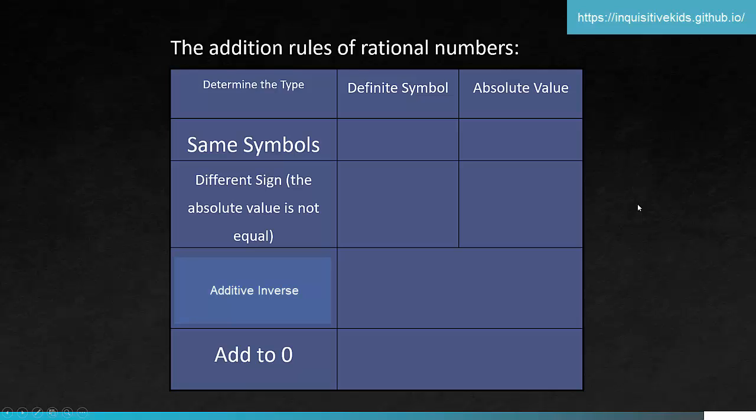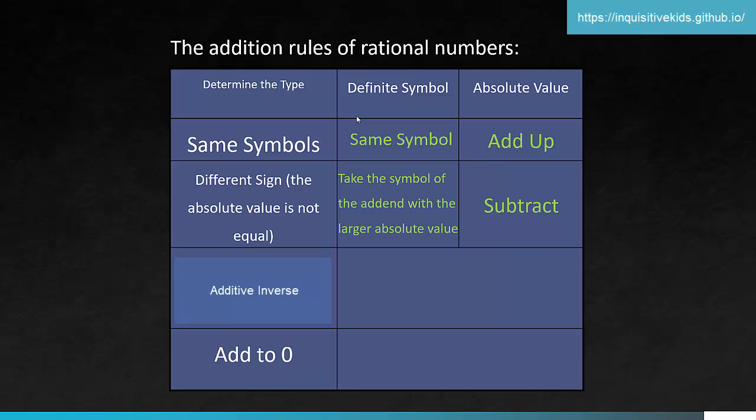Here we have all the rules we have learned in this slide. If the two numbers have the same symbols, then you add up the absolute values, and then you take the symbol they had and put it on the result. And if the numbers have different signs, take the symbol of the addend with the larger absolute value and subtract the absolute values. And if they have different signs but are opposite numbers, then the sum will be 0. And if we add any number to 0, then it is still the number.